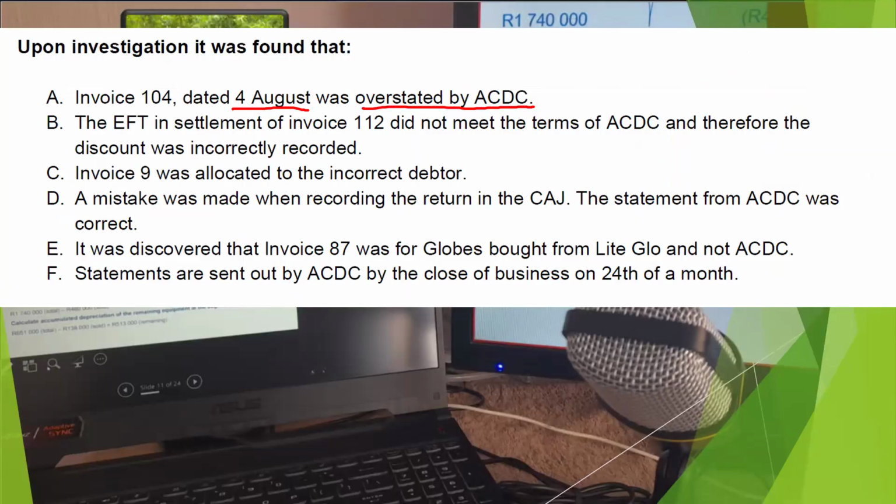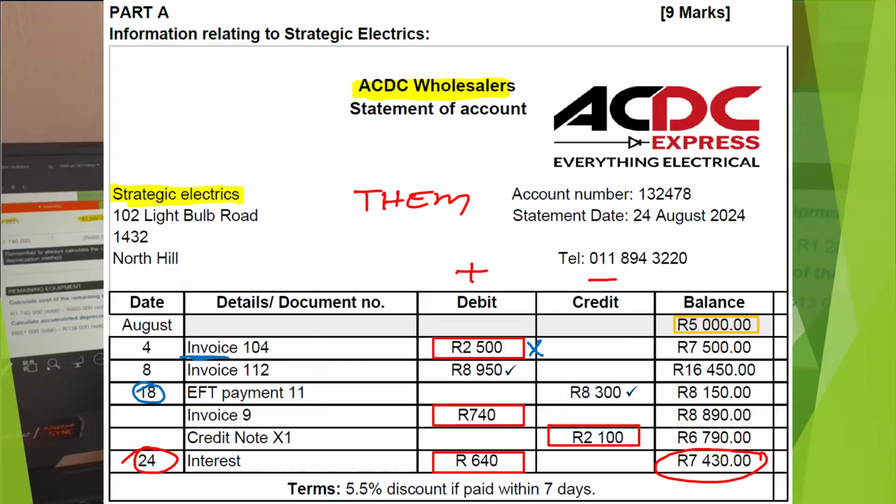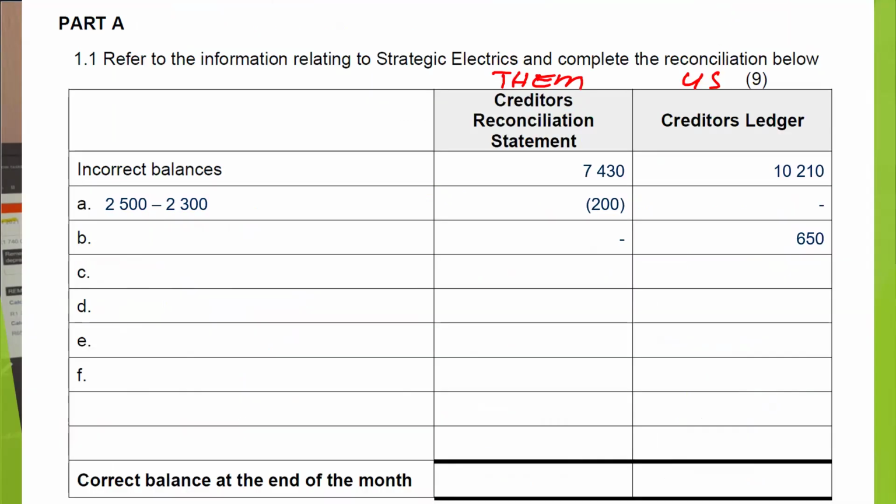Now for C, they say invoice 9 was allocated to the incorrect debtor. So they allocated it to us and it is not ours. So they're talking about this invoice here in the statement of account. They allocated it to us, and we are Strategic Electrics, and it wasn't supposed to be ours. So it is their mistake, and they need to correct it. To correct it, we will record it in the creditor's reconciliation statement by subtracting it, because it was added.